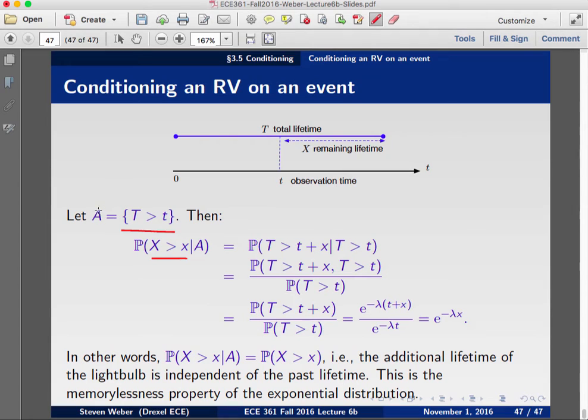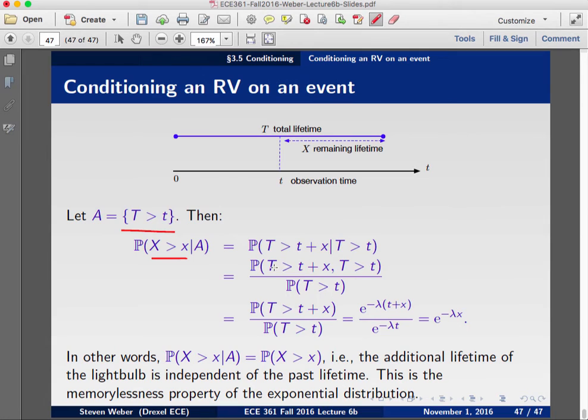And of course, I can then substitute in the form of A, namely that the total lifetime exceeds little t. So now I can express my quantity of interest. What is the distribution on the remaining lifetime given my observation, in terms of the random variable T? It's in particular the probability that the total lifetime exceeds t plus x, given that the total lifetime exceeds t. And now I use the definition of conditional probability. The probability of this given this is the probability of both over the conditioning event's probability. In particular, I now have in the numerator the probability that the total lifetime exceeds t plus x and the total lifetime exceeds t, all over the probability that the total lifetime exceeds t.